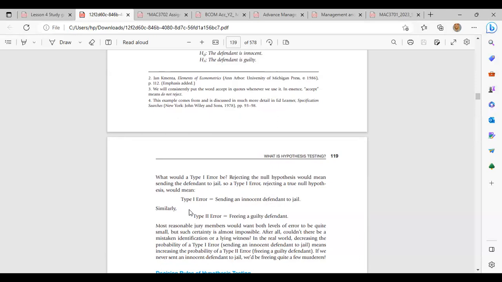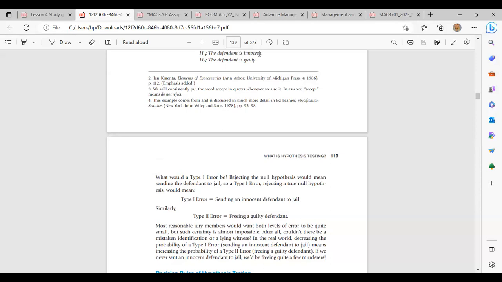But what is type 2 error? We are freeing a guilty defendant. Yes, that's what happens. So in other words, if you look at that, there is the null hypothesis there. If we are rejecting the null hypothesis, then we are basically saying he's guilty, right? So we are rejecting the null hypothesis and we are sending this person to jail.